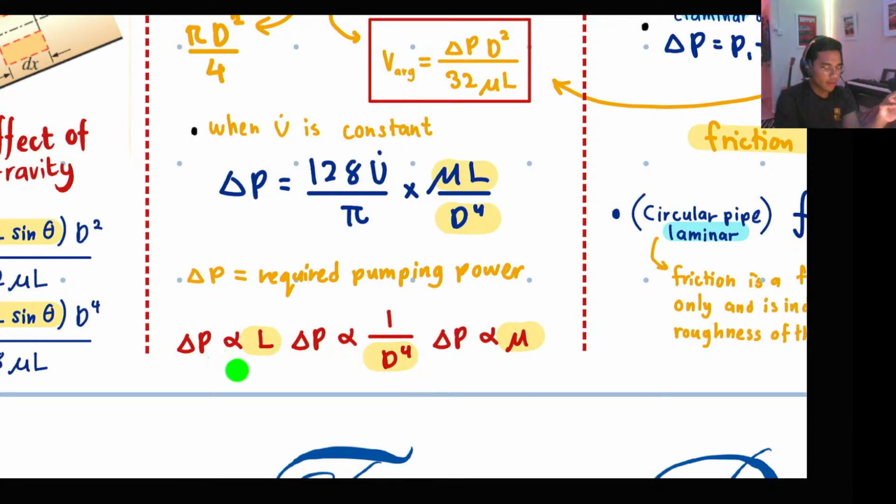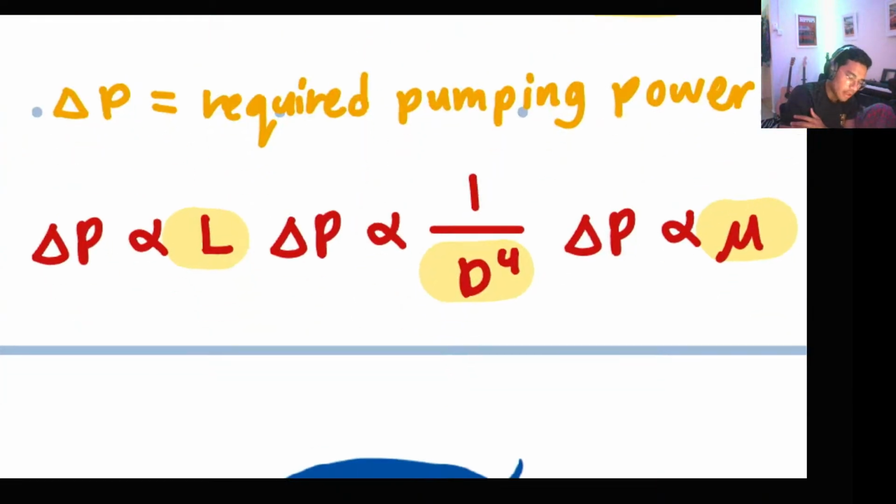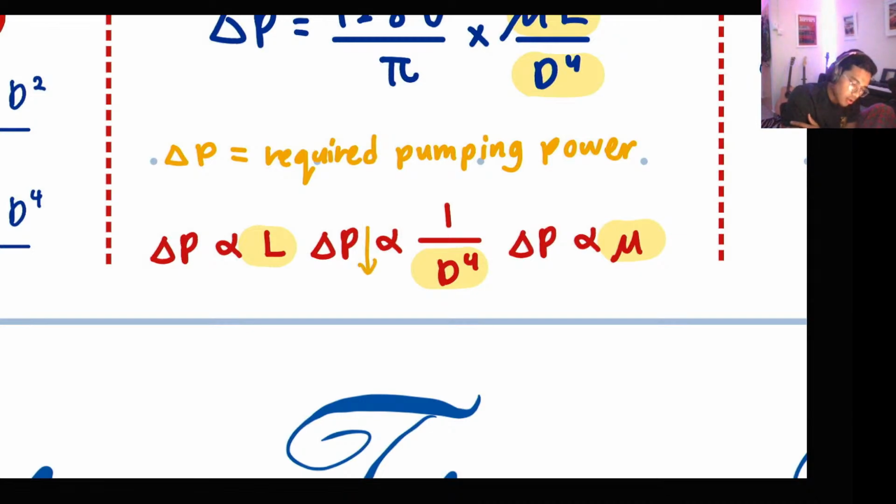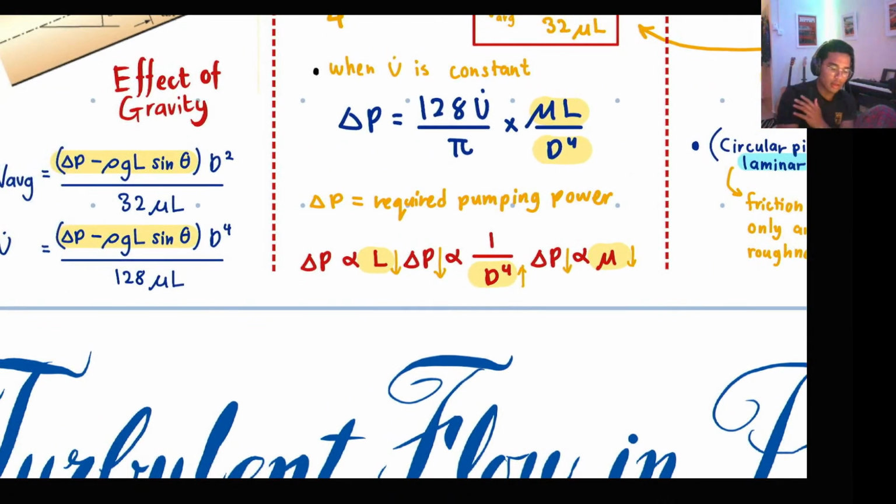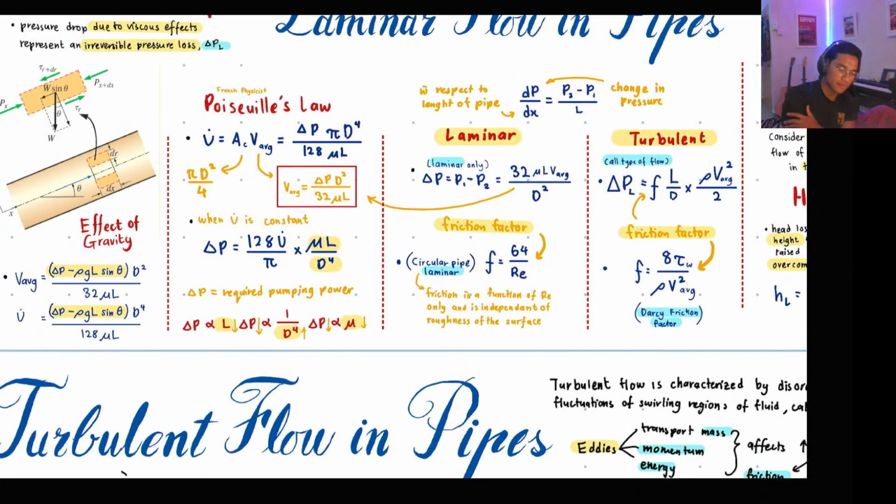If you want a lower pressure drop, you should make the diameter bigger. If you want a lower pressure drop, you need to make the viscosity lower. For pressure drop, we need to make the length shorter. So that is how the equation works.